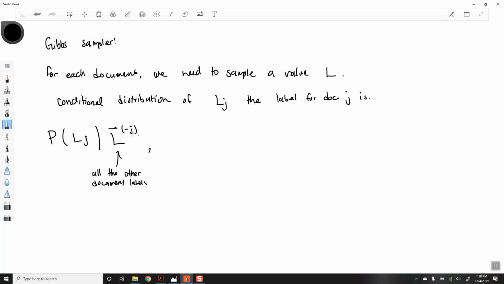And it's going to depend on all the other document labels. Basically, the corpus is all the words in all the other documents. So the corpus for everything that's not in document j, all of the words or corpus not including document j. And then the vectors theta 0, theta 1, and all of your other hyperparameters.